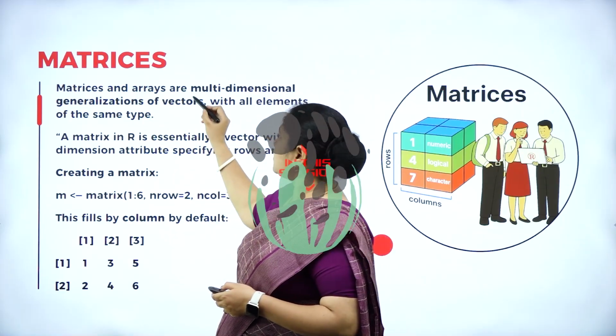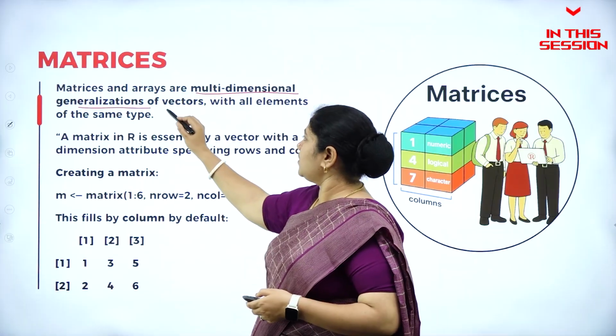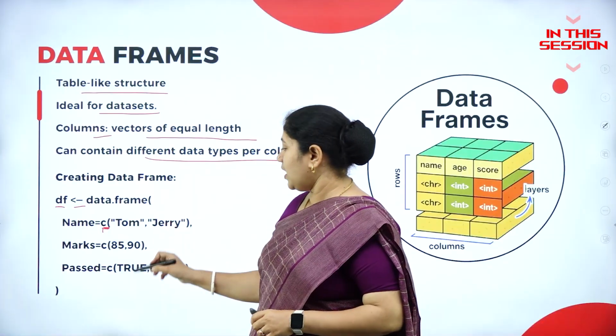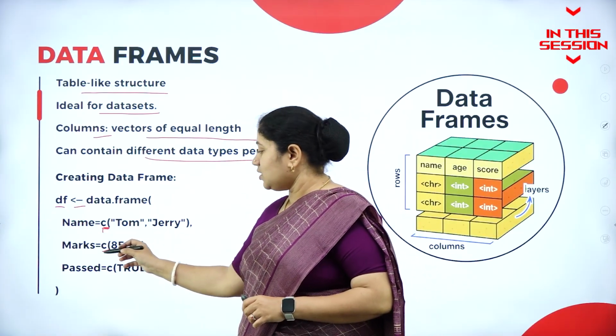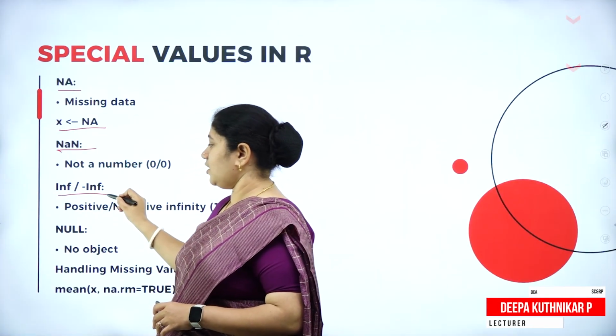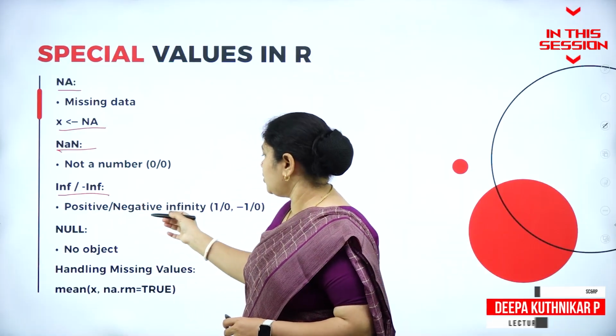Matrices and arrays are multi-dimensional generalizations of vectors with all the elements of same type. Next is marks. Again, under marks, we are considering a vector form, that's c(85, 90). Inf or -Inf. It says a positive infinity or a negative infinity.